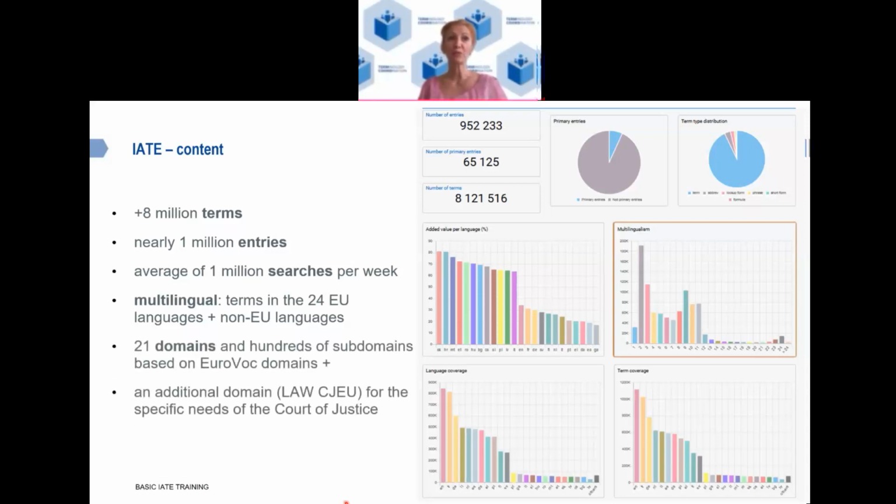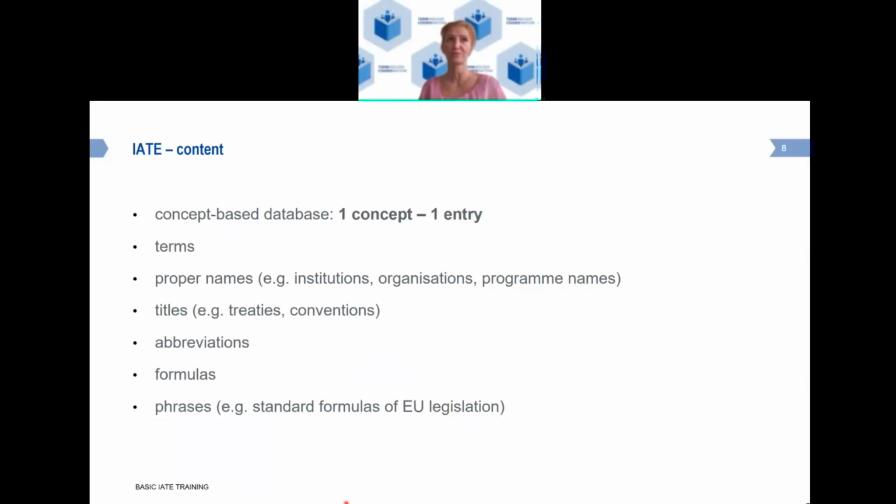We have 21 domains and hundreds of subdomains, and this was based on the Eurovoc domains. There is one extra domain, and this is called law, because we have the domain law, but apart from law, we have law Court of Justice, and it was created for the specific needs of the Court of Justice.